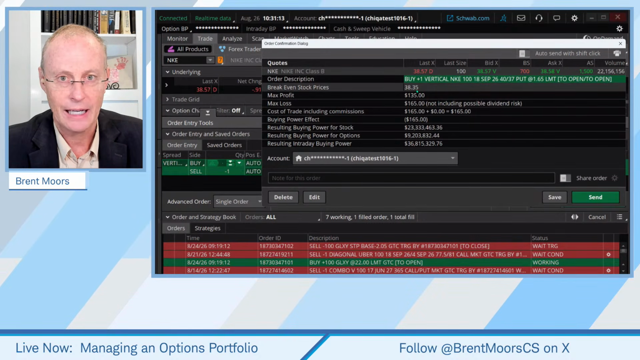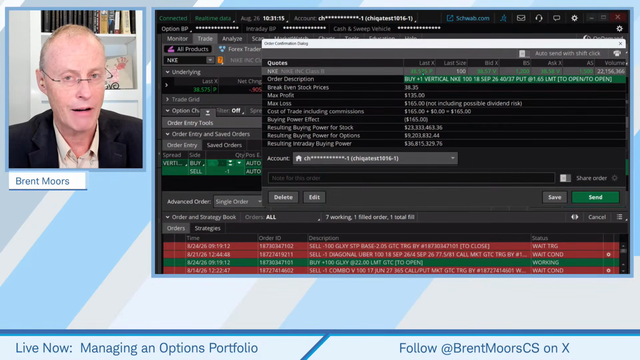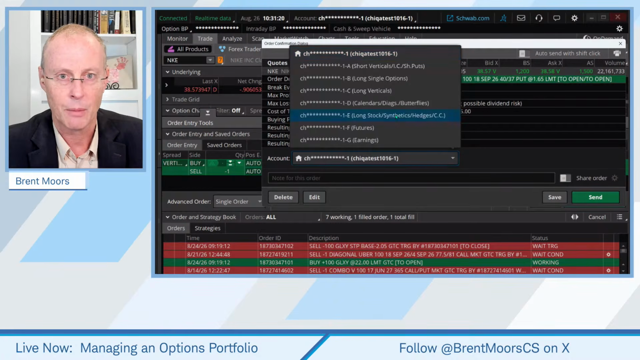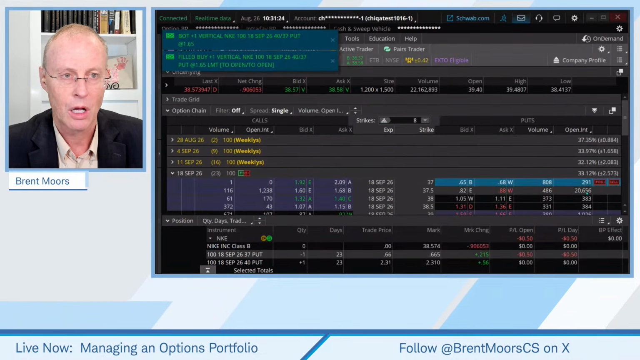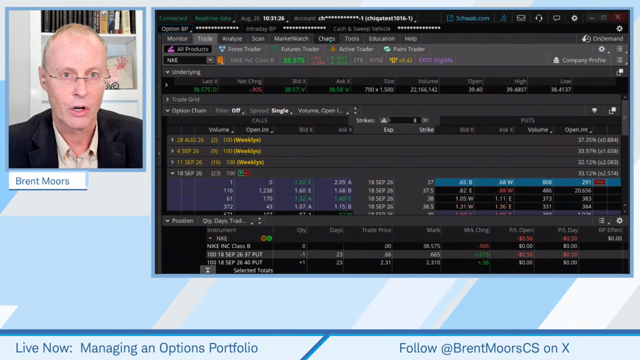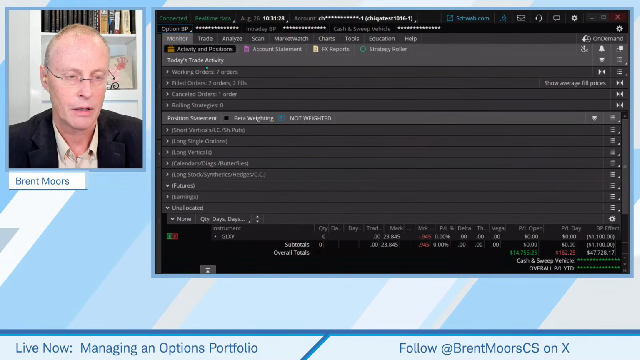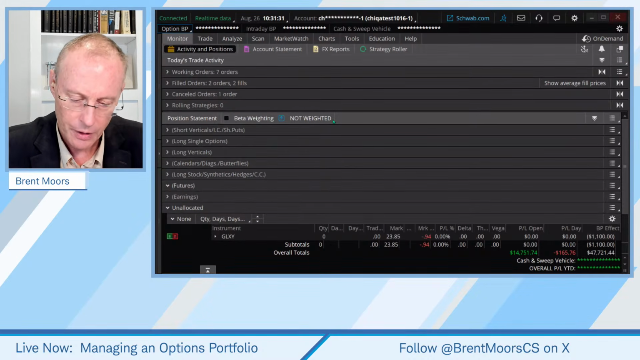38.35 is the break even. We're a little bit above that right now. Doesn't need to move much though. And then if I want to send it, of course, I can put it in my group if I want, long verticals, and send that. There's my long put vertical on Nike. So I'm hoping that's helpful.